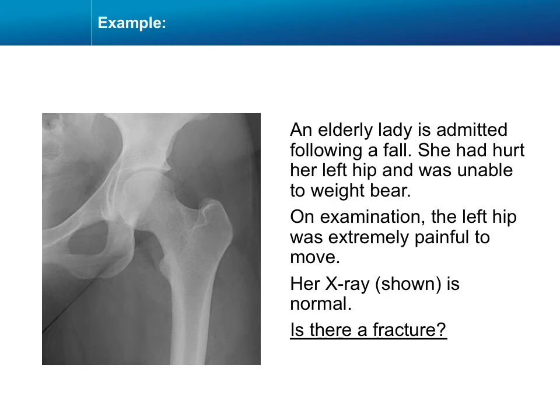Here's a simple clinical example. Imagine an elderly woman is admitted following a fall. She's hurt her left hip and is unable to weight bear. On examination, the left hip is extremely painful to move, but her x-ray is normal. And let's imagine the x-ray is AP and lateral and reported by a musculoskeletal radiologist as showing no fracture.